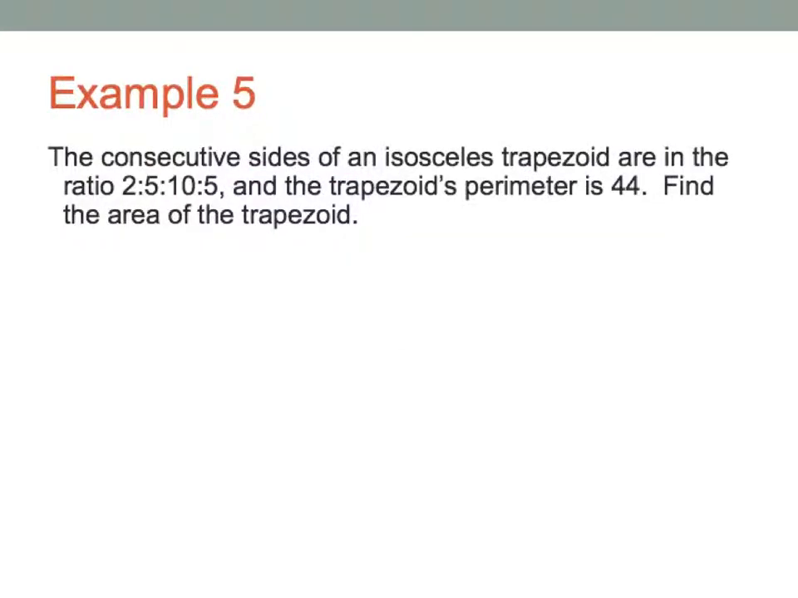Last example, Rams. Let's check this one out. The consecutive sides of an isosceles trapezoid are in the ratio of 2 to 5 to 10 to 5, and the trapezoid's perimeter is 44. I'll underline find the area. And this means 2x, 5x, 10x, and 5x. We've done some of these ratio problems before.